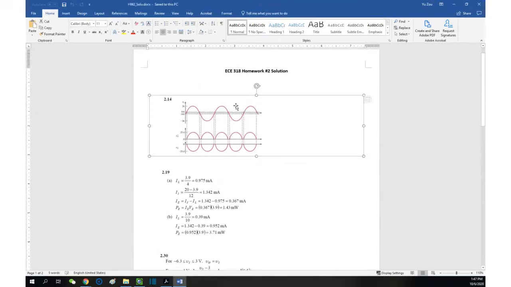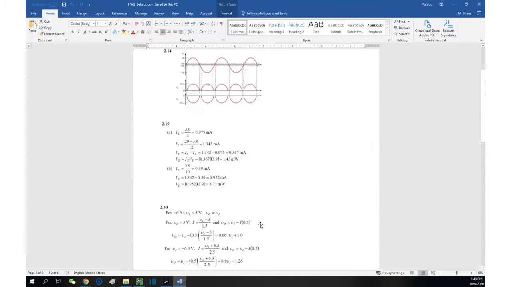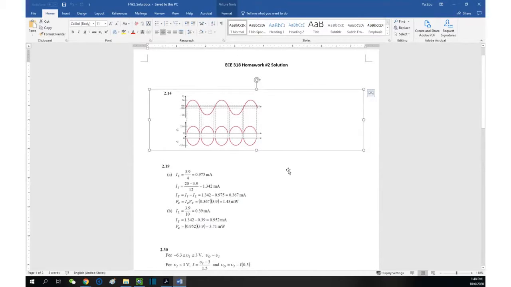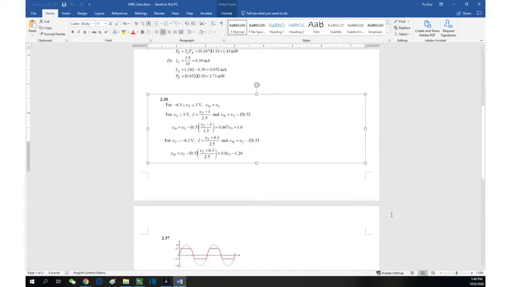Homework 2, problems 14 and 37, are pretty much the things we have learned from the lecture. And these two diode circuits, they're fine. And this is about Zener. Not quite relevant to our exam. This is also something we have talked about too.